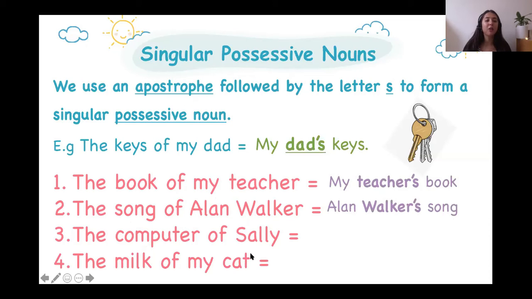Number 3, the computer of Sally. The computer of Sally. Winter, your hand was up first. Go ahead. The computer of Sally equals Sally's computer. Perfect. And how do we spell Sally's? SALLY'S. Perfect. Sally's computer. Perfect work.